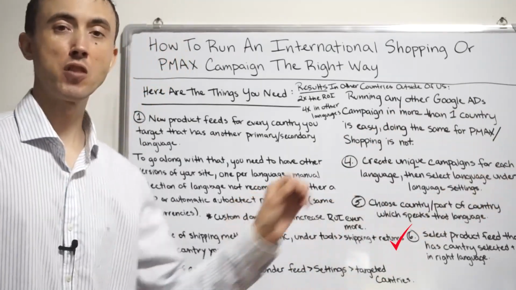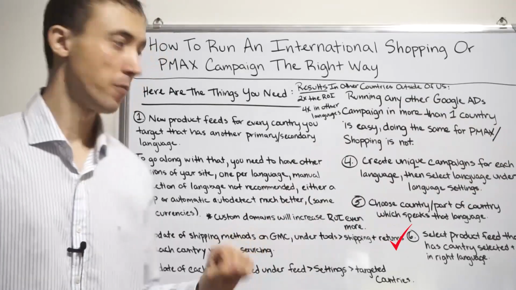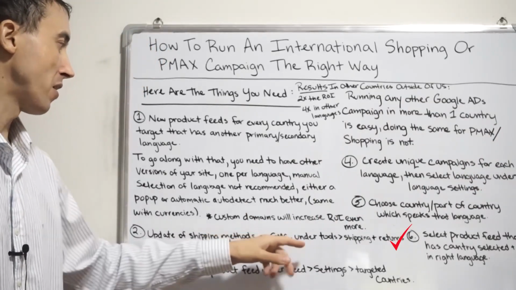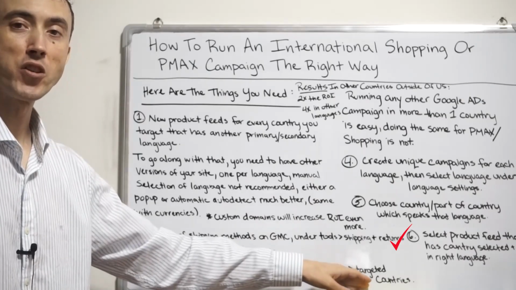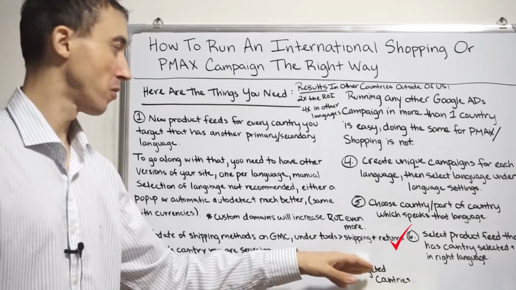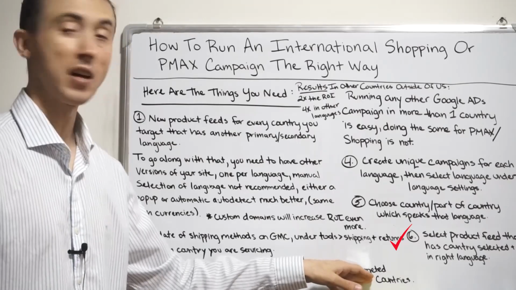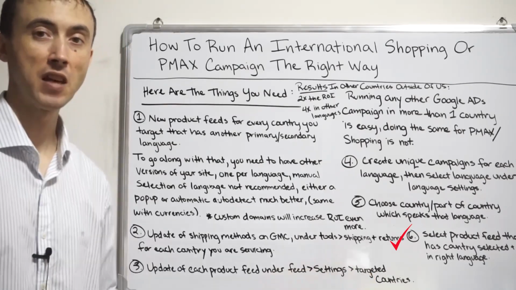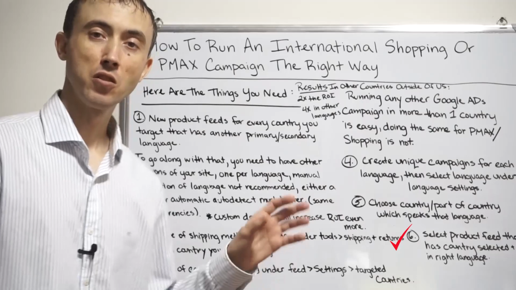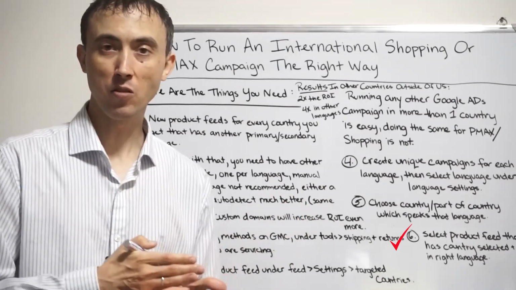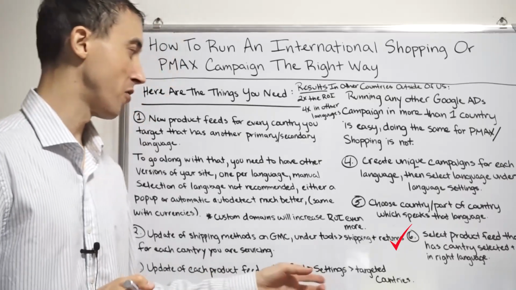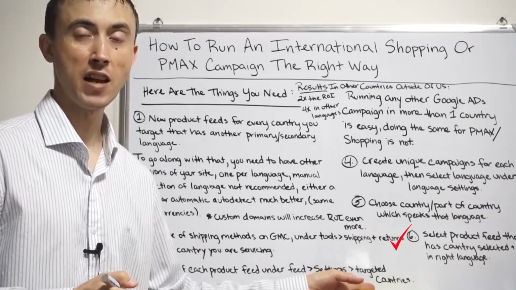You'll just have to make sure that under the feed settings, your Russian product feed also has Russia selected on that product feed itself. Otherwise, your campaign won't work. So you have to have the product feed translated into Russian, but also under the settings, you have to make sure Russian is selected.